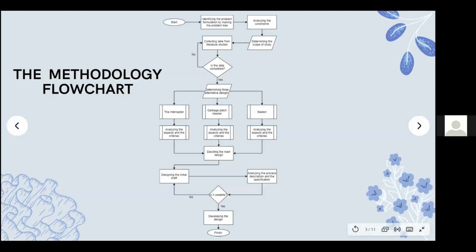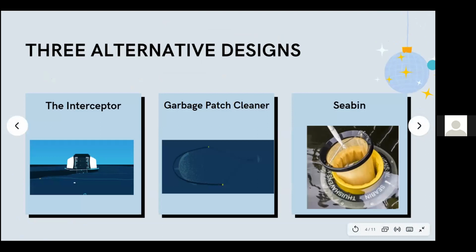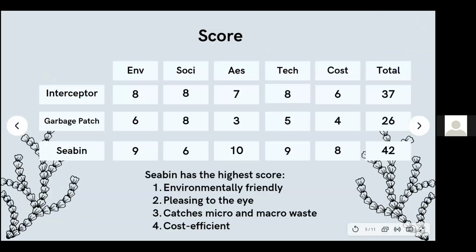So here is the methodology flowchart. There are three alternative designs that we have come up with. Those are the interceptor, the garbage patch cleaner, and the Seabin. So these are the scores for the alternative designs.